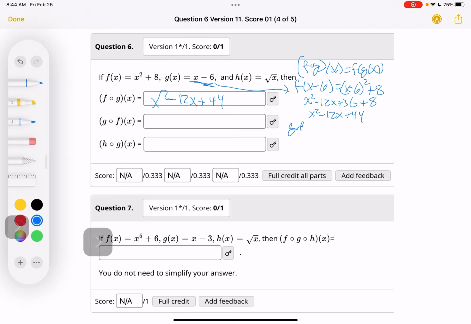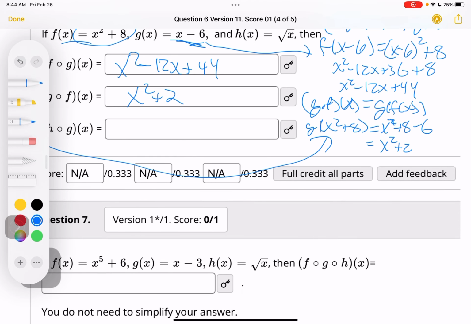G of f of x is a lot easier to do because we're going to be putting the x squared plus 8 in place of the x in the x minus 6. So that's going to be g of f of x. So g of x squared plus 8. So again, the x squared plus 8 goes in place of the x. So this x squared plus 8 is going to go in place of the x in the x minus 6. So it's x squared plus 8 minus 6, or x squared plus 2.